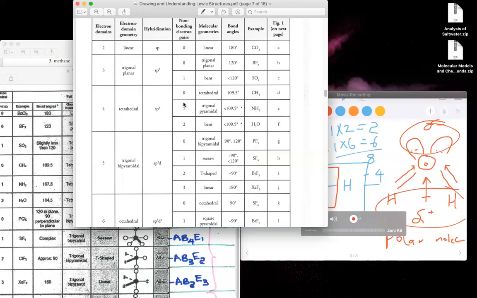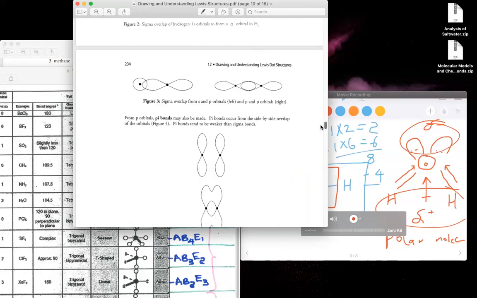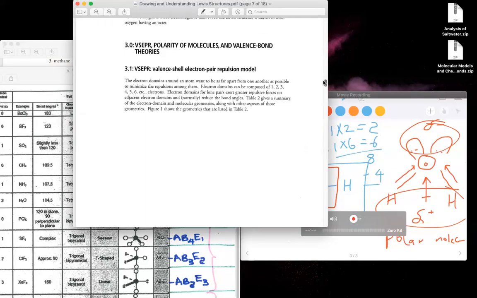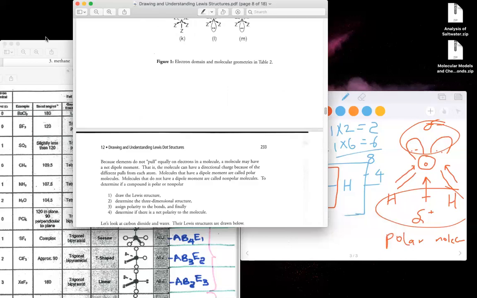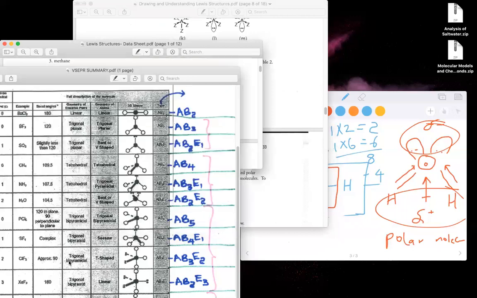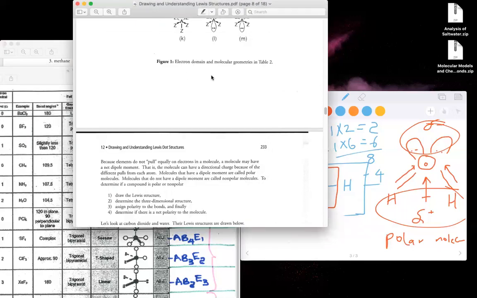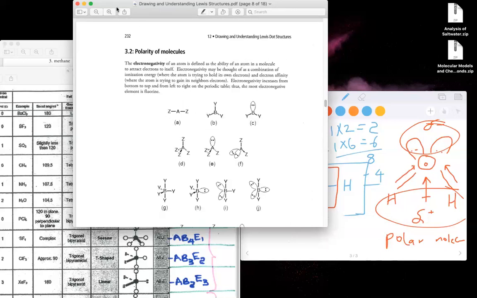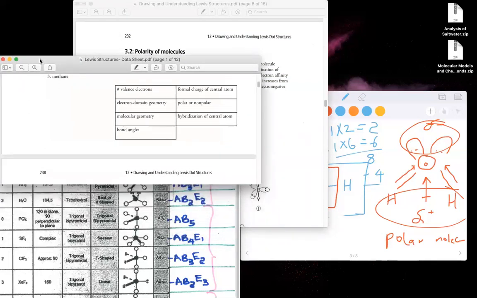If you have other types of configuration, all of them will have sp3 configuration. So this is where you will come for filling in the data sheet on electron domain geometry for your compound. That is how you complete the electron domain geometry by looking at the structure. So that is hybridization. That takes care of the hybridization of the central atom.